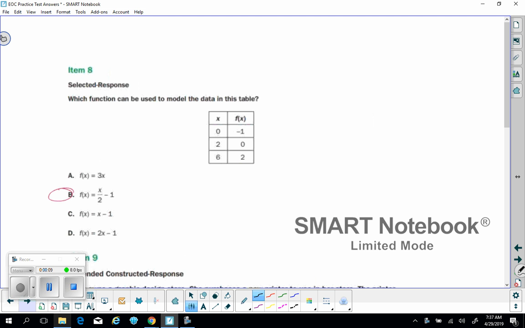So number 8, if you put these answer choices into your table function, we already know which one is the right answer, but everybody put answer choice B into your table. Answer choice B into the table function of your calculator.